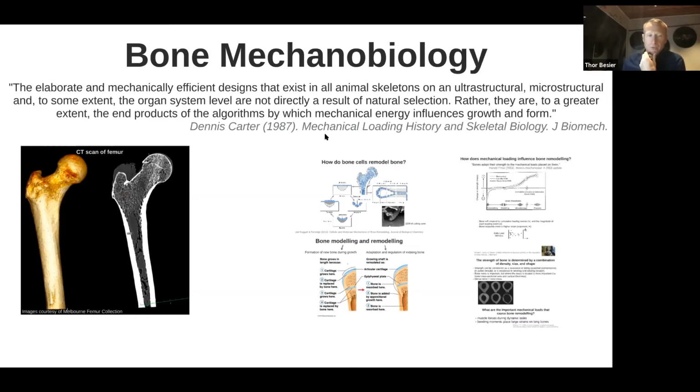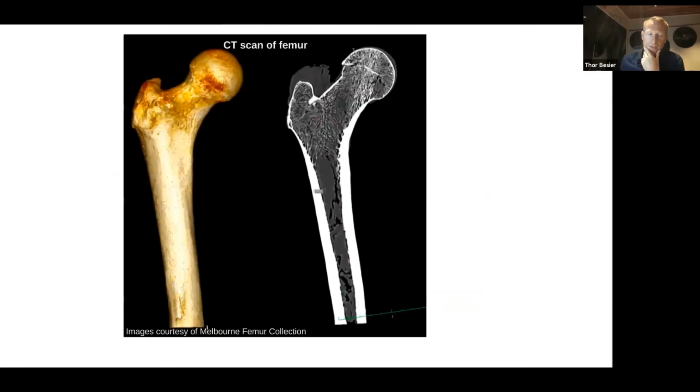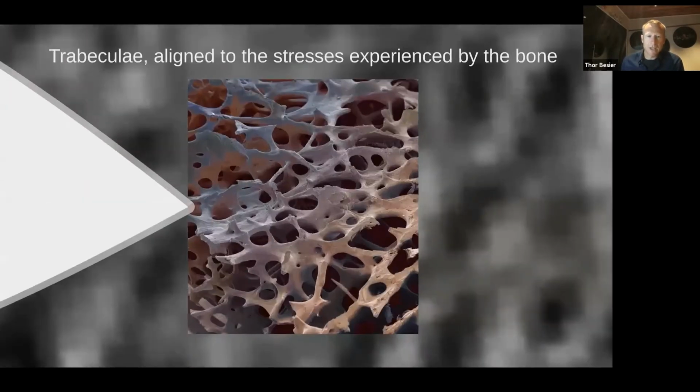So here we have a CT scan of a femur, and this is an image courtesy of the Melbourne Femur Collection in Victoria, Australia. And the two parts of the bone that we are interested in are both the spongy or trabecular bone, sometimes called cancellous. The compact cortical bone is around the outside, the dense bone that you see here, typically down the shaft of the femur.